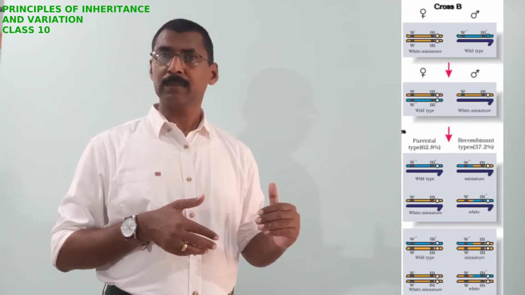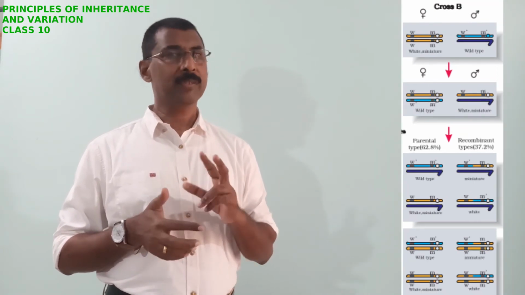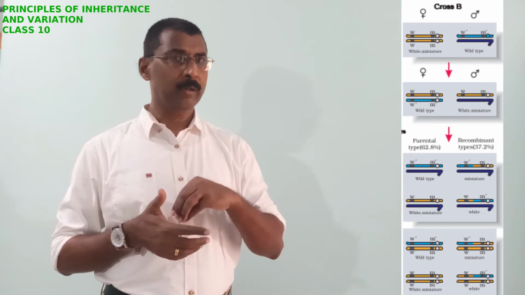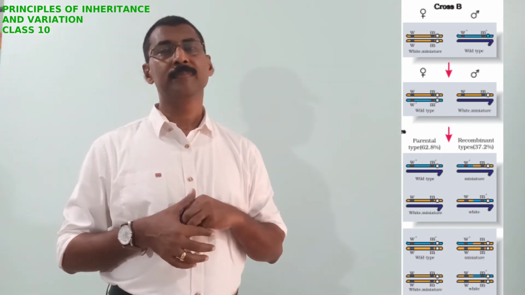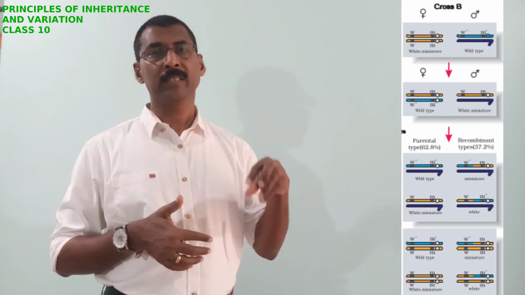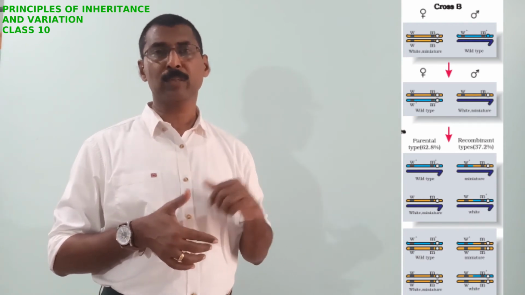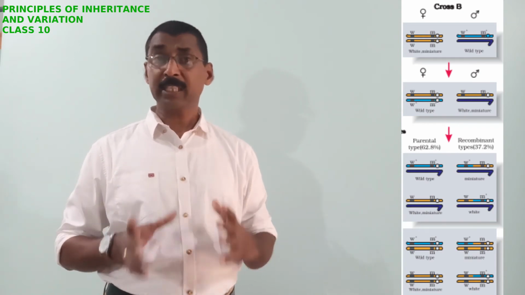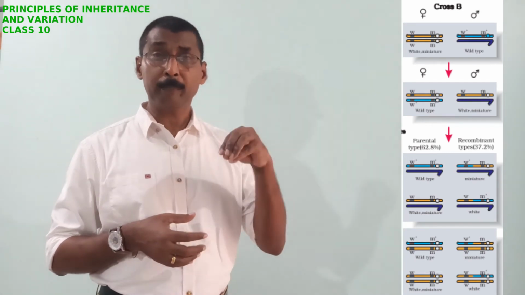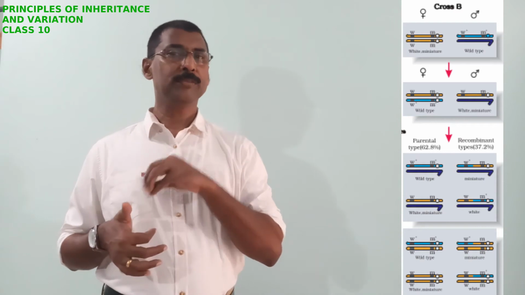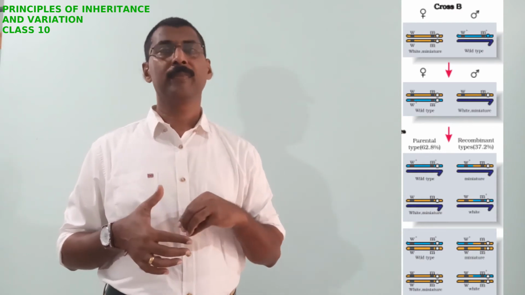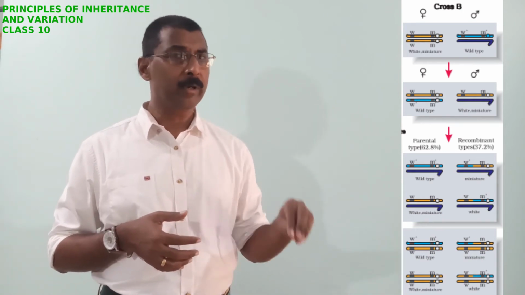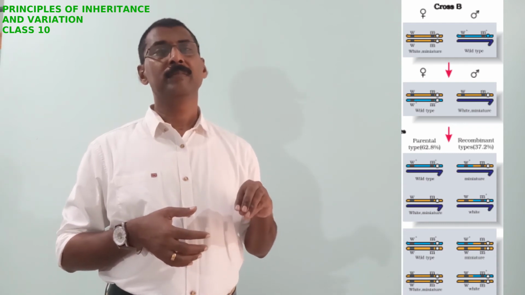And in the second cross, cross B, two genes were considered. They are also situated on the X chromosome, the gene for eye color and the gene for size of the wing. See the position on the X chromosome. They are situated apart. The distance between the gene for eye color and the gene for wing size is more than the distance between body color and eye color.